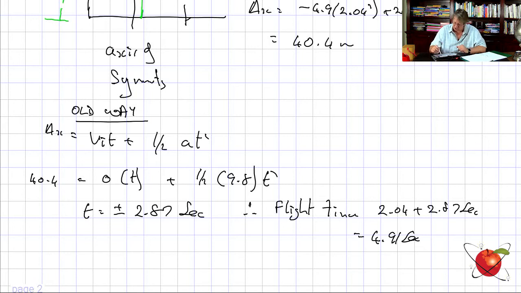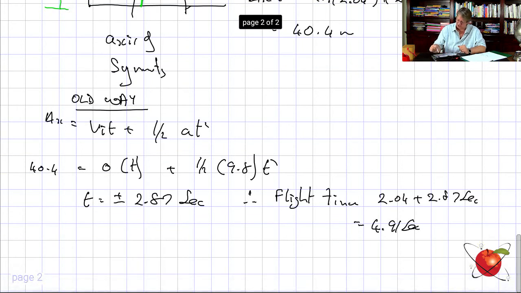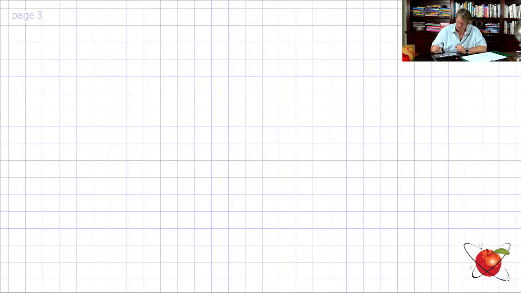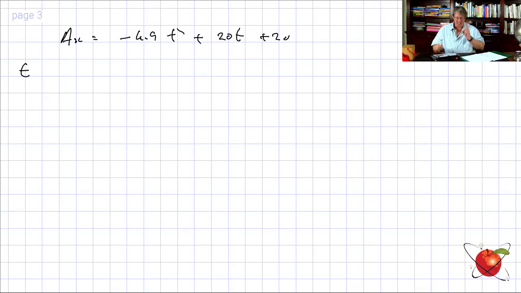let's use our equation, shall we? The single equation for this. Let's use that guy, and we say, all right, delta x is equal to minus 4.9 t squared plus 20t plus 20. Now input 4.91. Let's say, where is the ball or the object after 4.91 seconds?